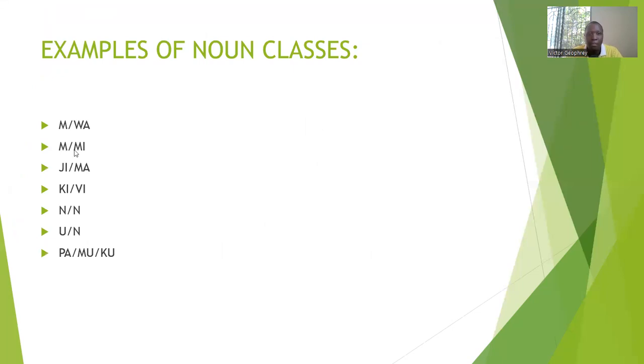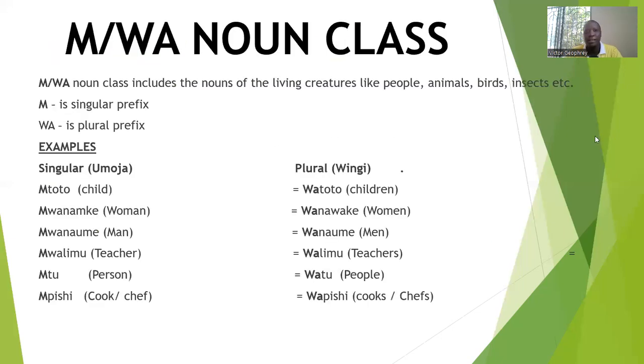Also, there is the M-me noun class. The noun starts with M in the singular and the plural starts with me. Then there is the G-ma noun class. It means the noun starts with G in the singular and the plural starts with ma, as others. So today we're going to make more emphasis on one noun class. That's the noun class that we're going to discuss.